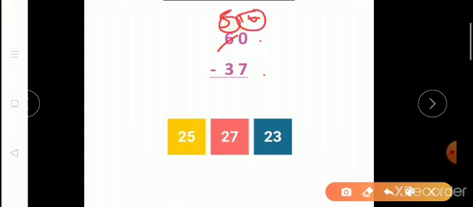So here we subtract 7 from 10. 1, 2, 3, 4, 5, 6, 7, 8, 9, 10. We have to subtract 7. 1, 2, 3, 4, 5, 6, 7. Now, how many lines are left? 3 lines. So we write 3 in the ones column.